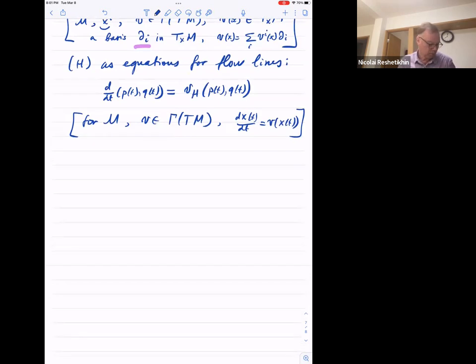So then let's move on. So now, a very important definition.